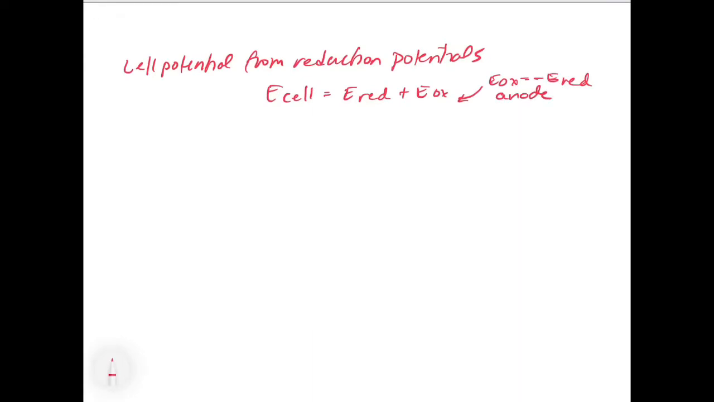What we could say is that E cell is going to equal E naught red of the cathode minus E naught red of the anode. Because we're flipping the sign of the anode all the time, we can simply say that E cell is equal to the E naught reduction of the cathode minus the E naught reduction of the anode. And these values you can pull directly from the table.